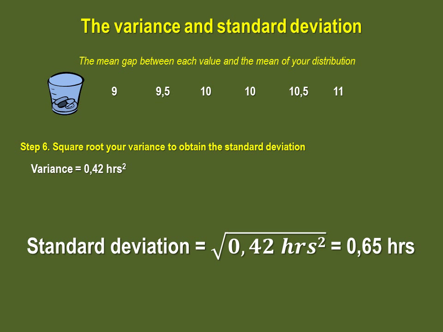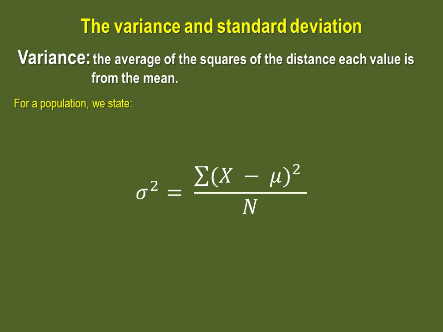Why do we use the square root and not the variance? Well, remember that we squared the distances in step 3. By doing so, we have squared our units as well. So we went from hours to hours squared. By square rooting the variance, we return to our original units, which was the hour.